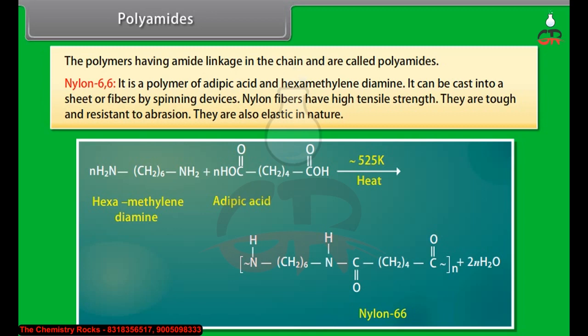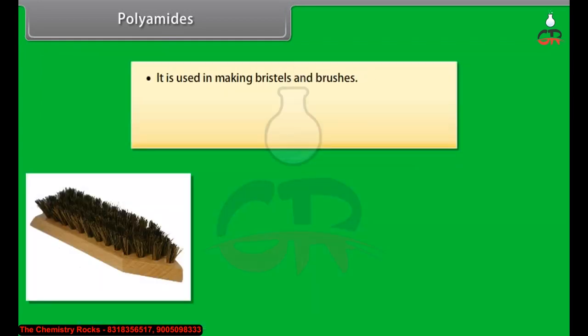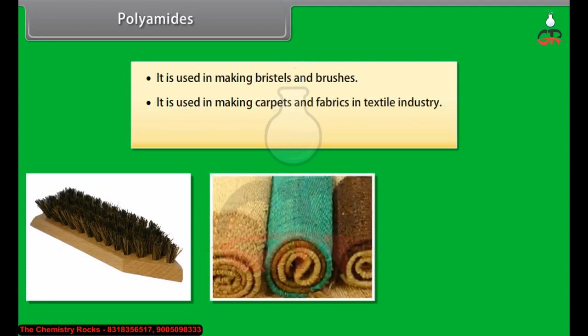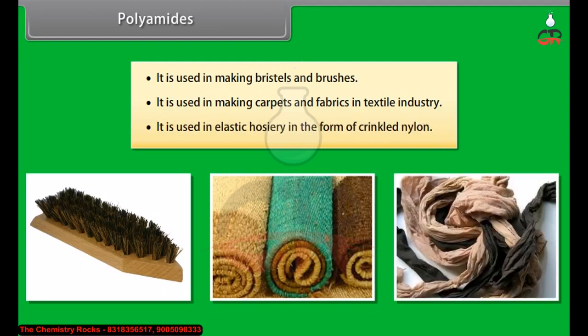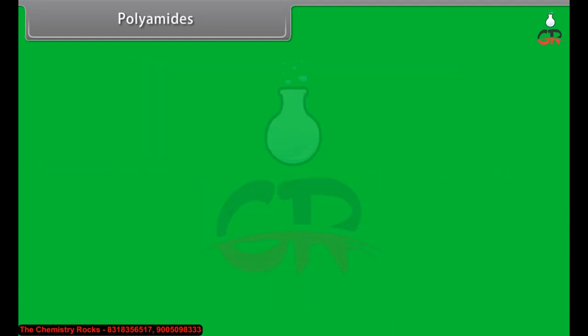Nylon fibers have high tensile strength. They are tough and resistant to abrasion. They are also elastic in nature. It is used in making bristles and brushes. It is used in making carpets and fabrics in the textile industry. It is used in elastic hosiery in the form of crinkled nylon.